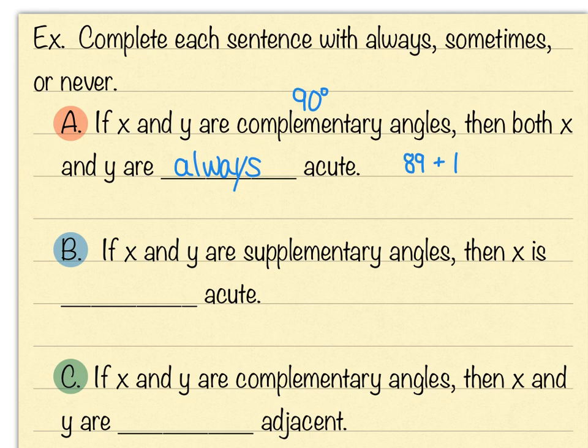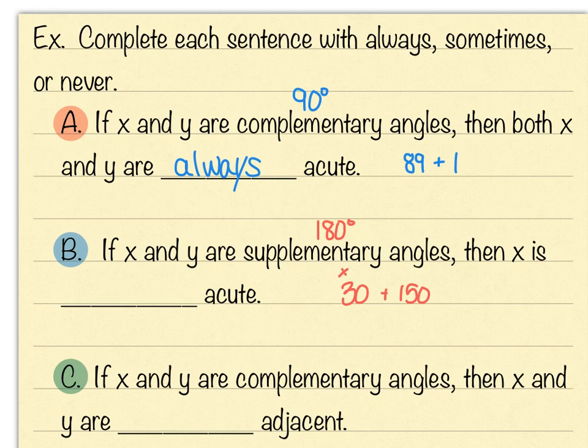Example B, if X and Y are supplementary, that means they add to 180 degrees. Then X is always, sometimes, or never acute. Well, angle X could be acute. For example, angle X could be 30, and I could add it with 150 to get 180. So angle X could be acute.